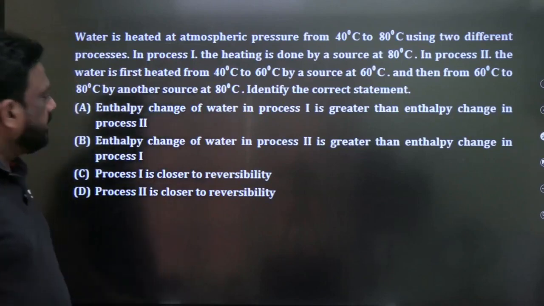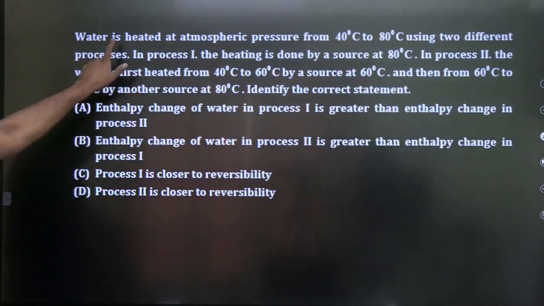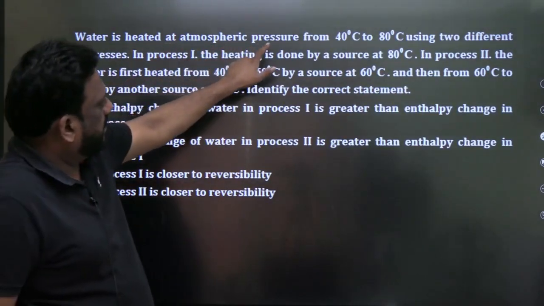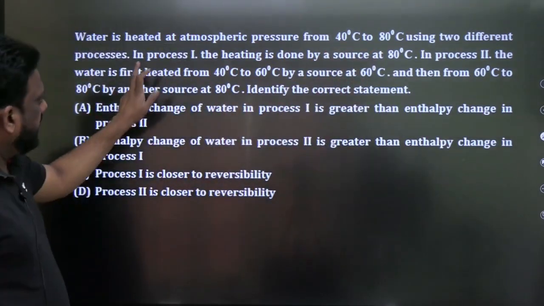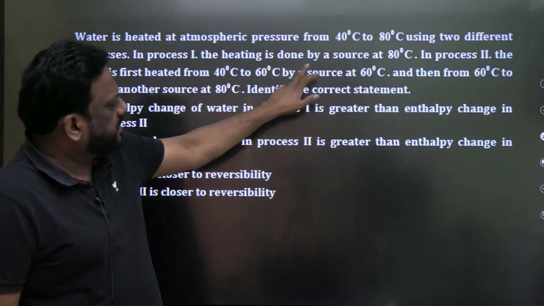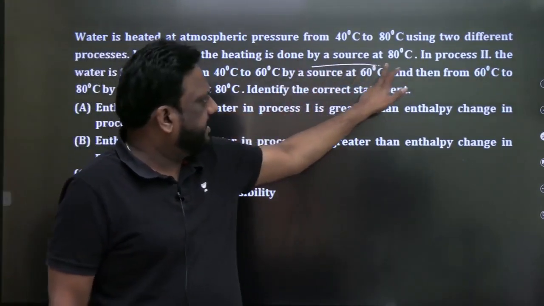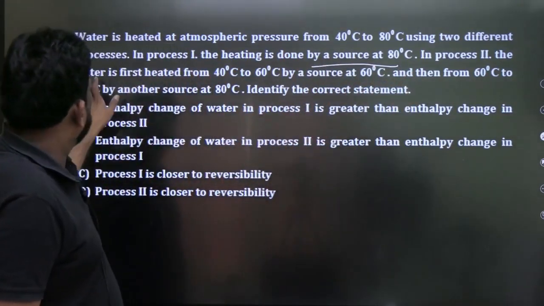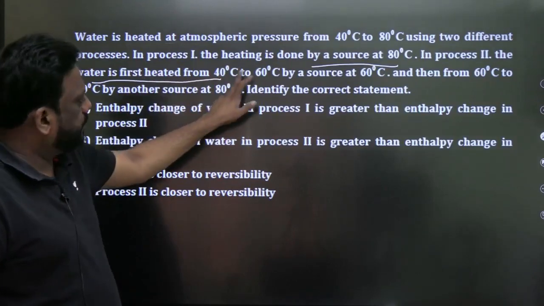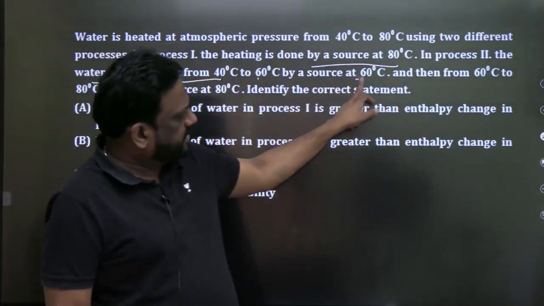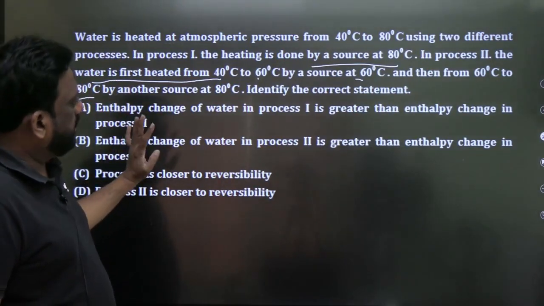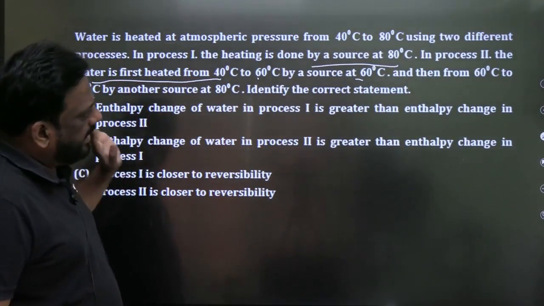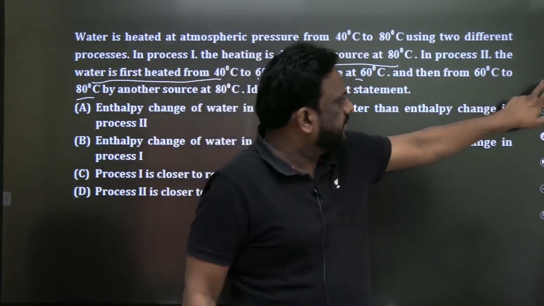Dekho, this is also a good question. Water is heated at atmospheric pressure from 40 degrees to 80 degrees in two different processes. In process 1, the heating is done by a source at 80 degrees. In process 2, the water is first heated from 40 to 60, and by a second source from 60 to 80. Okay, no problem. Let me explain what the question is.